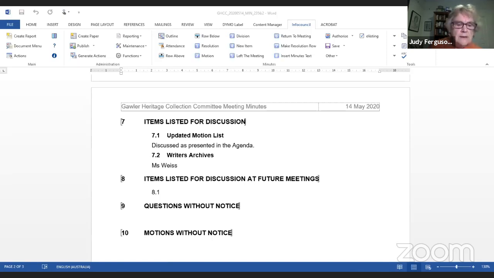What happened about that? Through the chair, we've been doing some background work on creating some discussion points for the Writers Archive workshop. We were waiting to see whether we will be meeting face-to-face soon, and also we thought it would be advantageous to have it at a time when the entire committee was there so they could all input into that. Could we have one via Zoom, do you think? Is that feasible? What does the committee think?